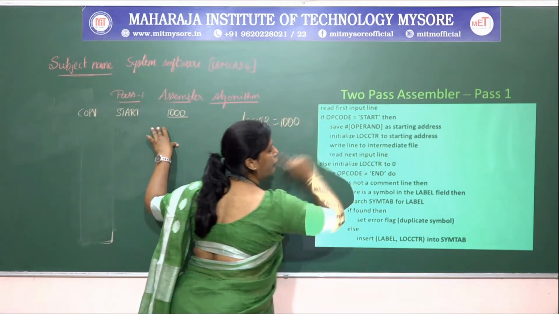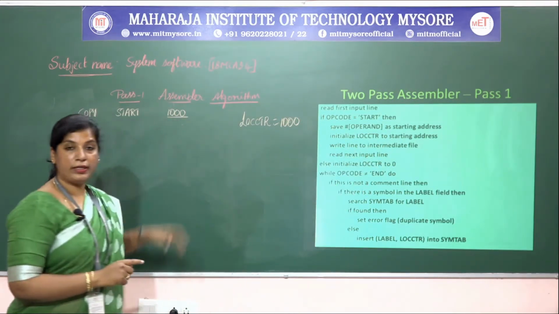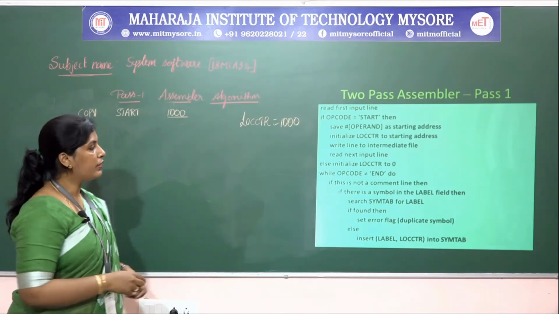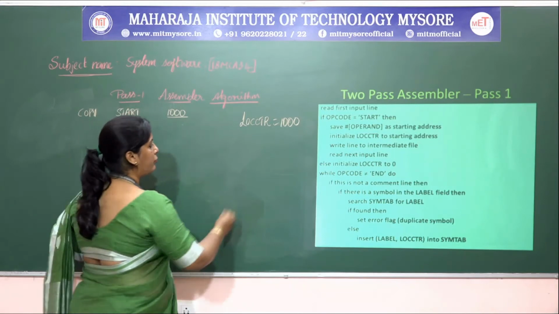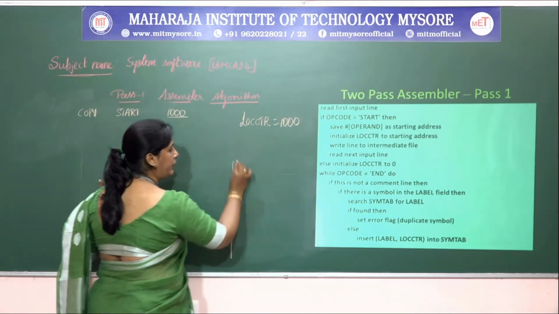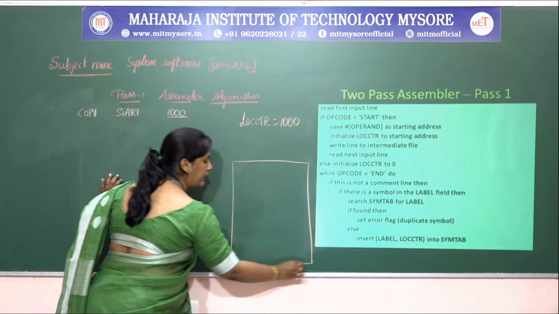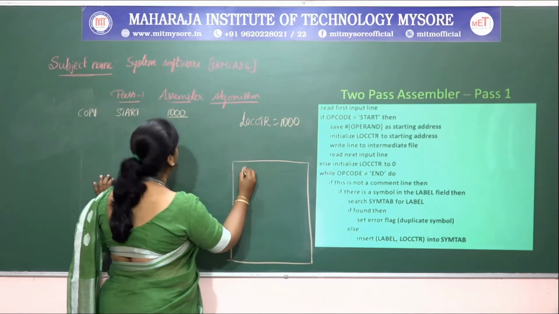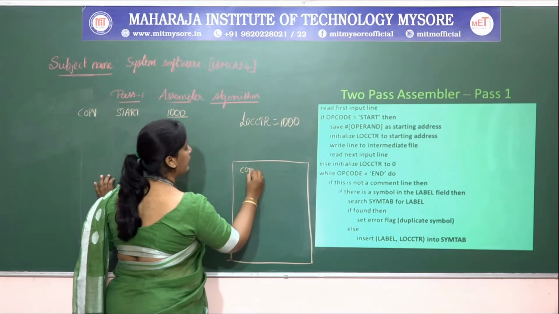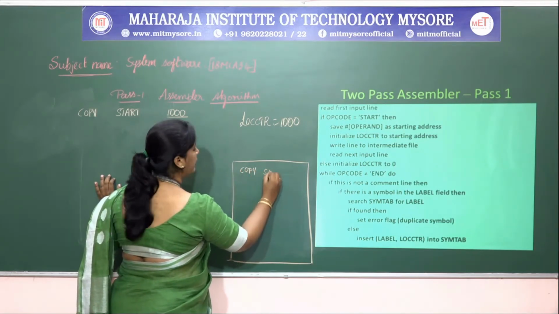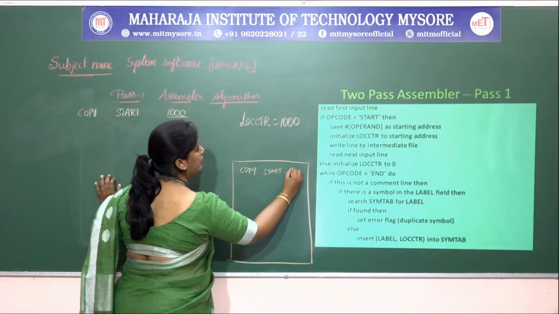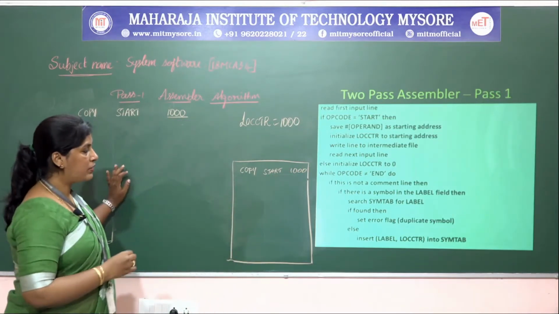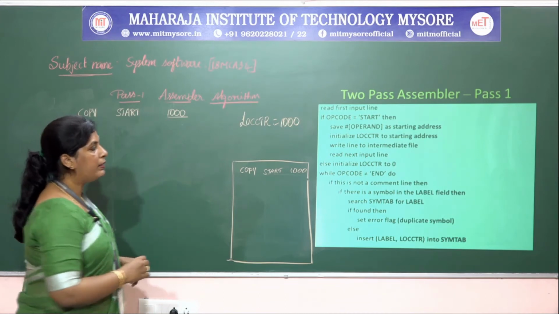Initialize the location counter to the starting address. What is the starting address? It is 1000. Next, it is going to create the intermediate file, and write the line to the intermediate file. What is that line? COPY START 1000. So it writes the first line into the intermediate file.